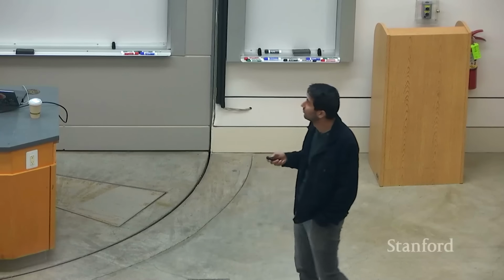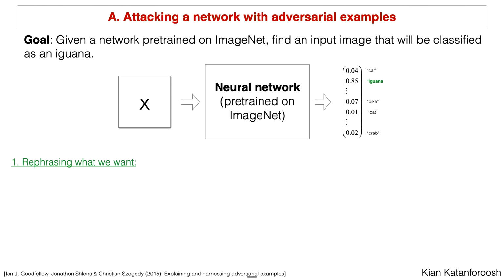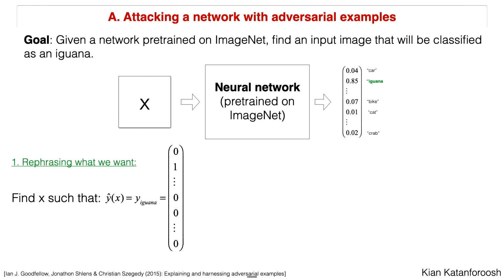So here's what we're going to do. We're going to rephrase what we want in simple words. We want to find X, the input, such that Y hat of X is equal to the label for iguana. So the prediction is as close as possible to Y iguana. If you had to do that in terms of a loss function, what would it look like? A loss function you want to minimize, let's say.